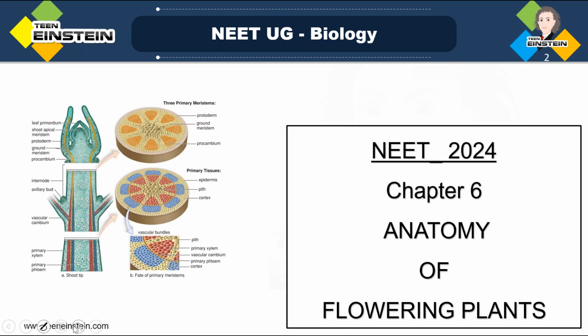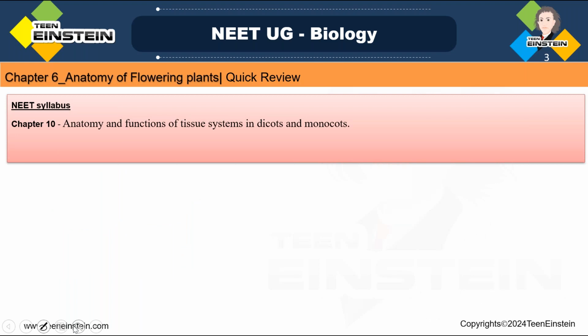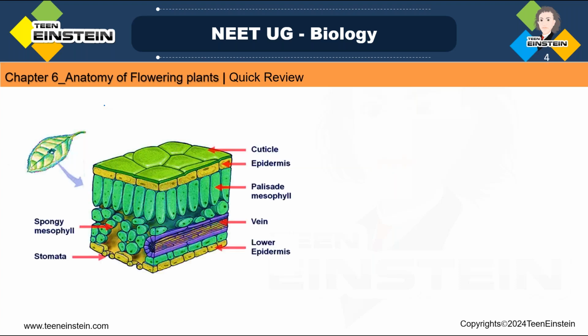Hello students. Now we are learning about anatomy of flowering plants, sixth chapter. In this chapter, you have to learn about the anatomy and function of different tissue systems in monocot plants and in dicot plants. So all this you are learning in this chapter.